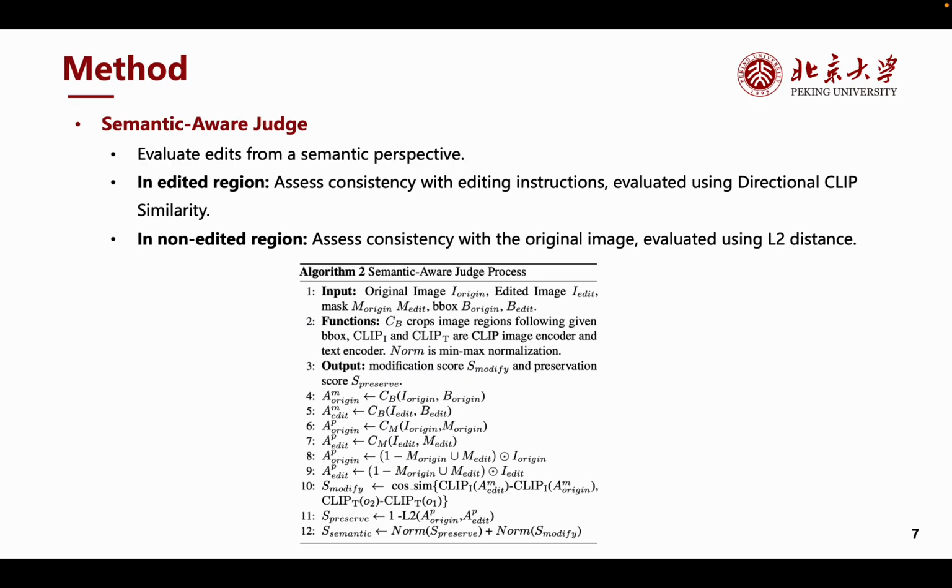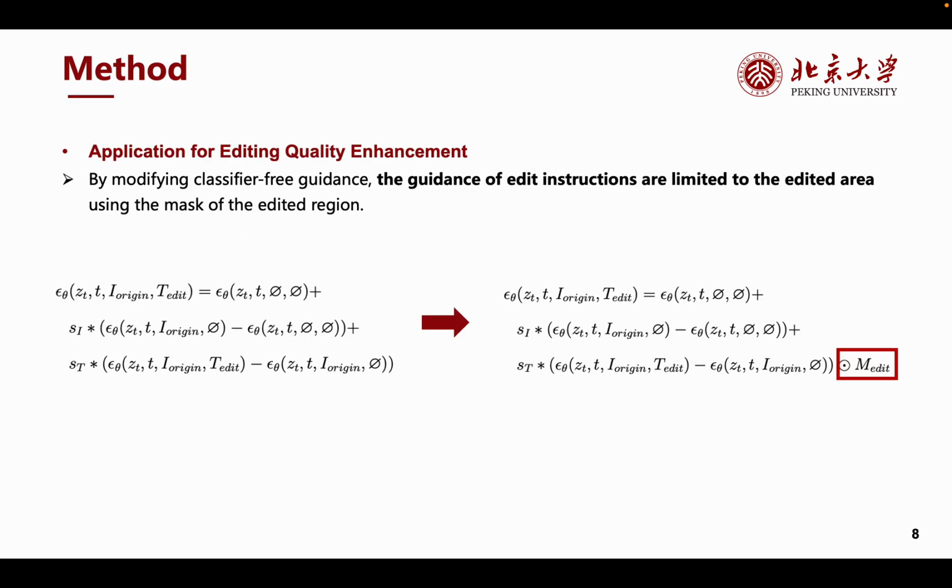For semantic-aware judge, in editing region, we assess the consistency with editing instructions by using directional clip similarity, and in non-editing region, we assess the consistency with the original image by using L2 distance. Furthermore, considering that our pipeline generates accurate editing region mask, we utilize the located editing region as the guidance for image editing model, leading the model to focus attention on the regions that need editing.